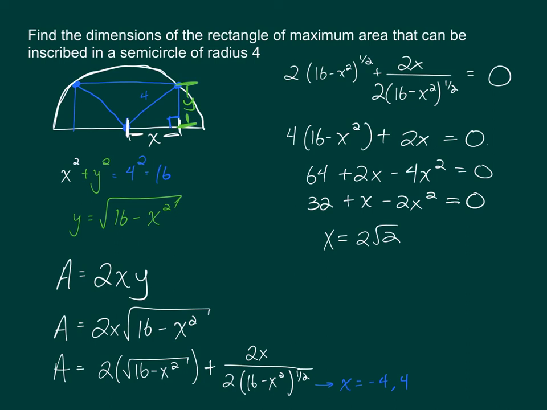If you substitute that number in here for x, you'll get that y is 2 square root of 2 after you simplify it down. But this is not the entire dimension, remember. We need 2 x's over here. So really, the 2 x's will be 4 square root of 2. So these dimensions here are what are needed to make the maximum area.